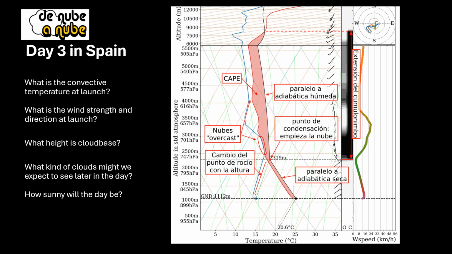A final example of a day in central Spain involves a northeasterly launch site at an altitude of 1,112 meters. What temperature must launch reach for convection to occur? What wind strengths can we expect, and to what height might we expect to climb? What clouds might we see later in the day, and how much sun can we expect?